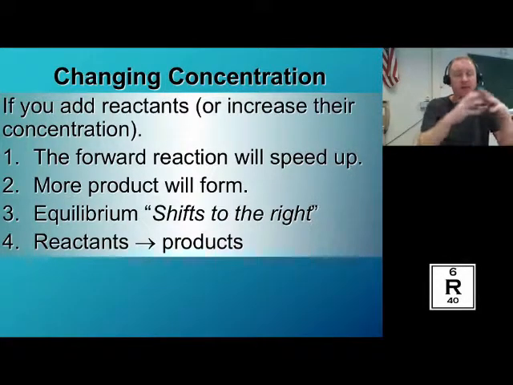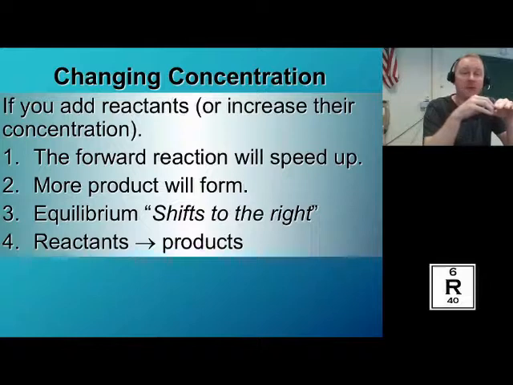So if you have a system at equilibrium and we add more reactants, the reactants will be able to react with each other more, and it will speed up the forward process. This means more product will form, and the equilibrium shifts to the right.